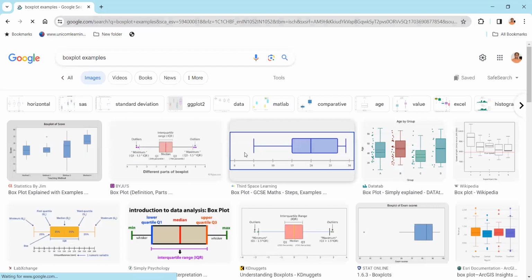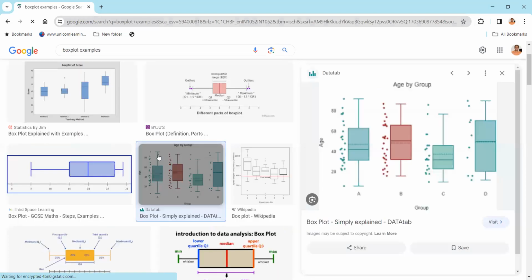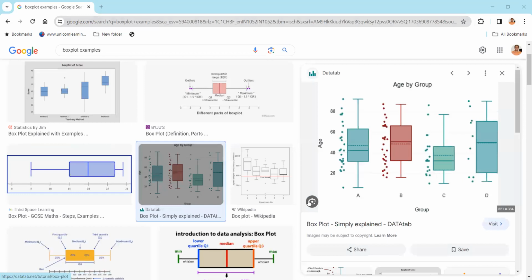So see, this is one such box plot. It says age by group. See, these dots are not outliers. These dots actually indicate the distribution of the data. Data may not be equally distributed between a starting and ending value. So if you see here, it looks like there are more number of people in B. See, box plot will only tell you percentage.